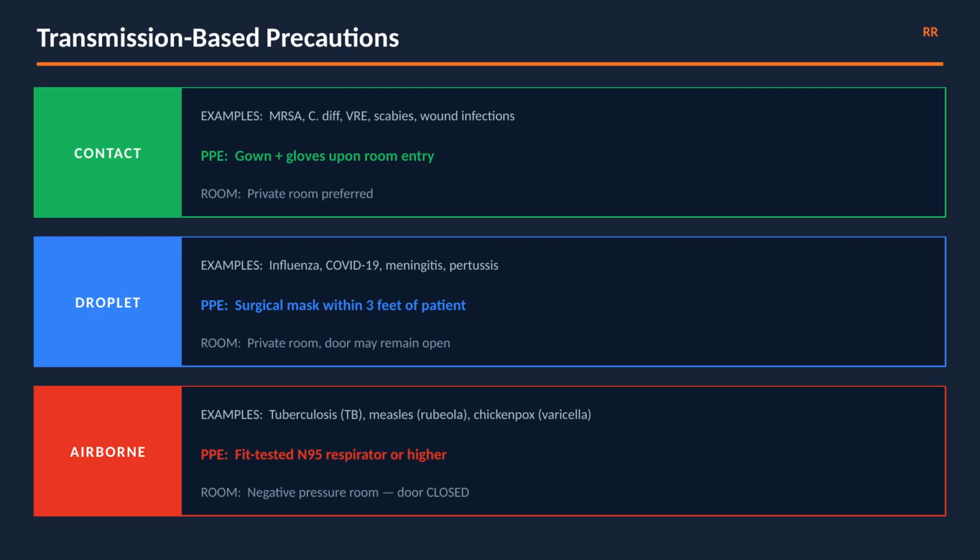Respiratory hygiene and cough etiquette. Instruct patients to cover coughs. Offer masks for symptomatic patients in waiting areas. And safe handling and disposal of sharps. Never recap a needle with 2 hands. Dispose immediately in a puncture-resistant sharps container.